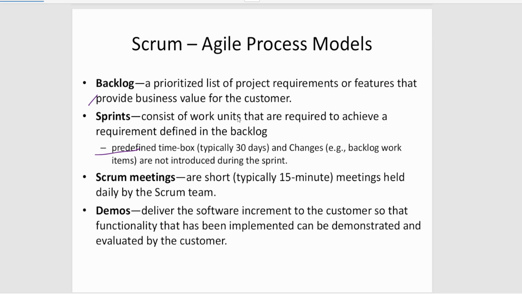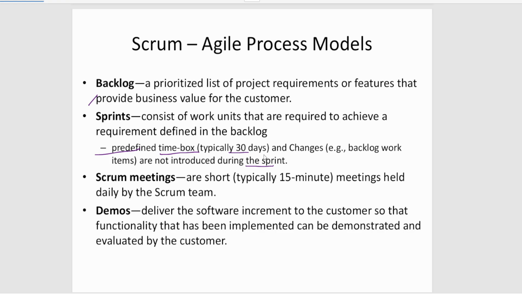A sprint consists of work units that are required to achieve a requirement defined in the backlog. It is time-boxed, because it is a 30-day period, and changes are not introduced during the sprint. So if I have taken certain elements in a sprint, and the customer says, no, I don't want to go with this requirement and I want to change it, once the sprint has started, it will not be interrupted. At the end of the sprint, you will demonstrate certain things. If something new comes in between, you will take it in priority order in the next sprint.